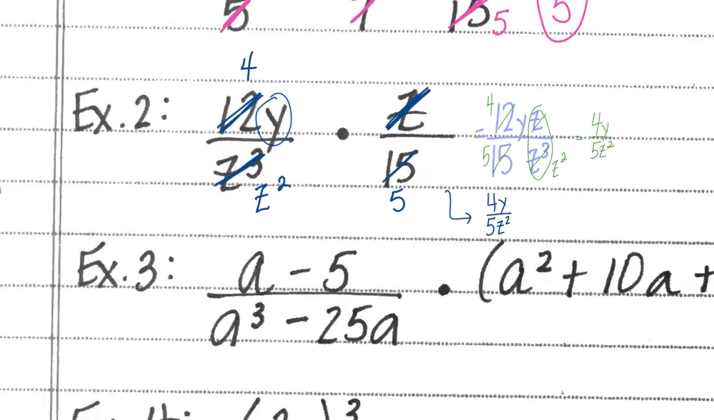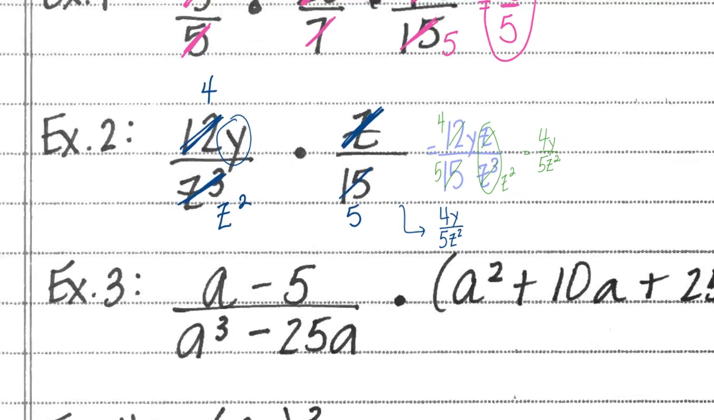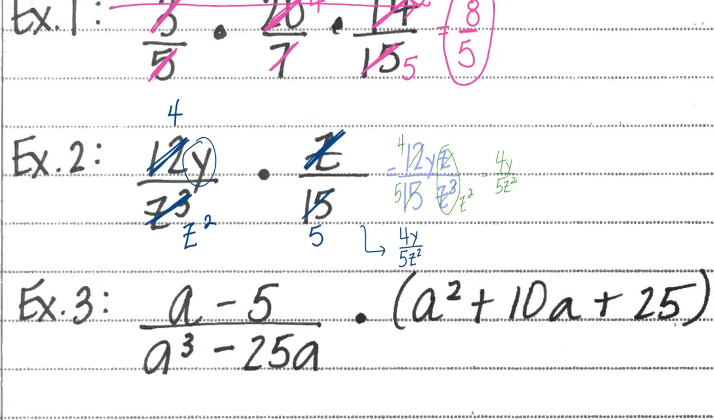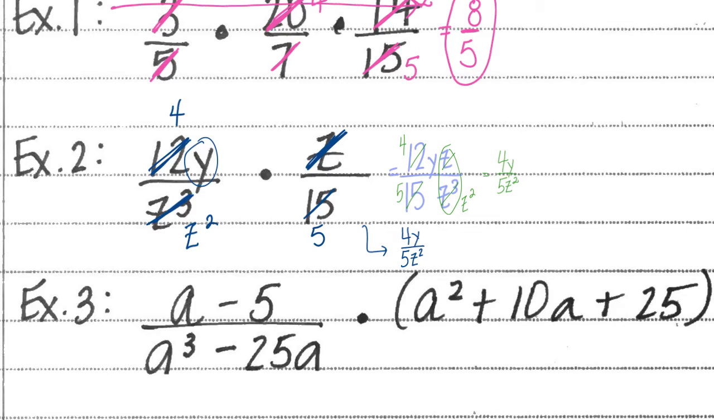All right, let's get to more fun today. Yesterday's lesson, we had to reduce. We had to factor. So guess what we're going to have to do today? We're going to have to factor. So notice right here, I can take out an a, and I have a squared minus 25.